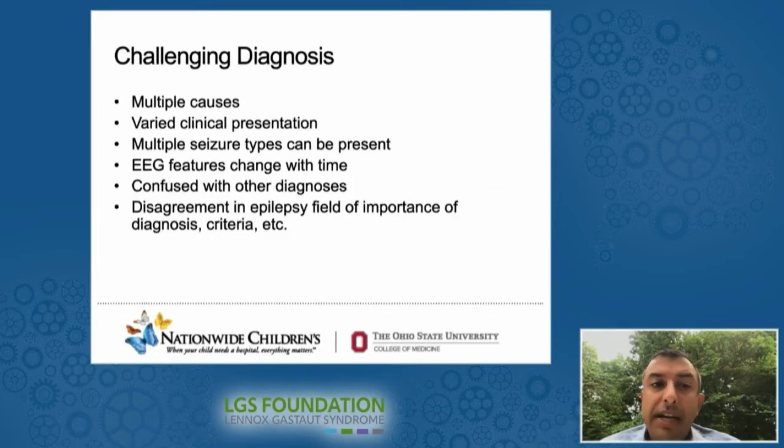As we've talked about, it's a challenging diagnosis. Obviously we're going to talk about the etiologies, and they're multiple, with a very typical clinical presentation. Obviously the multiple seizure types can confuse people and make it difficult sometimes for the diagnosis to be achieved early on. The features on EEG do change. It can be confused, like Dr. Whirl mentioned, with other diagnoses. And we have a lot of disagreement related to the importance of the diagnosis, criteria have been evolving, etc.